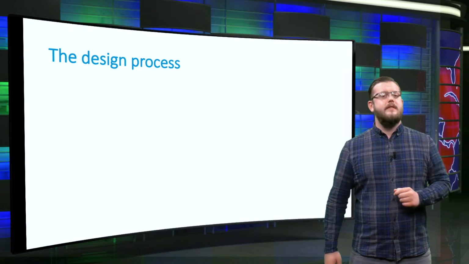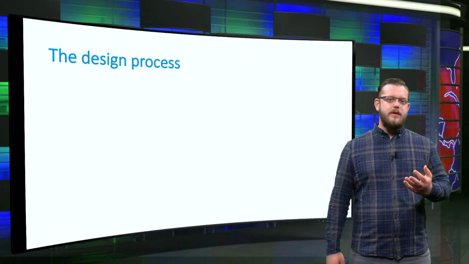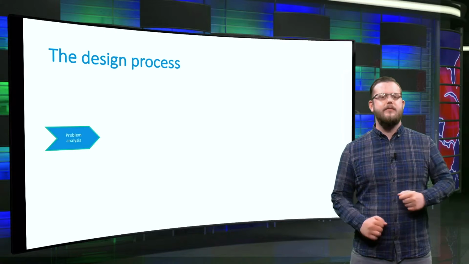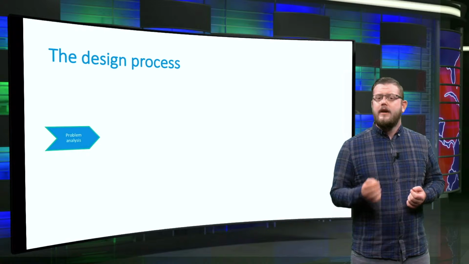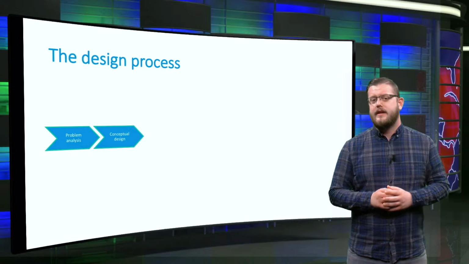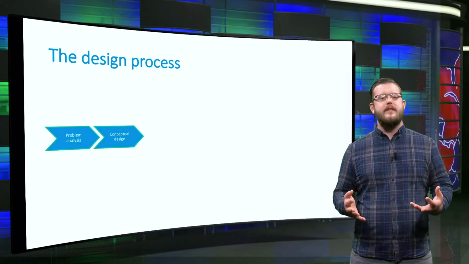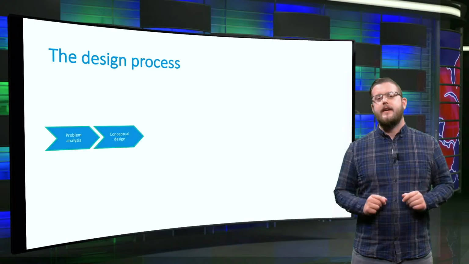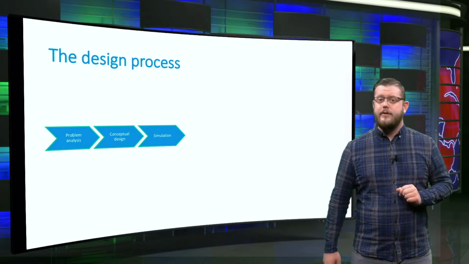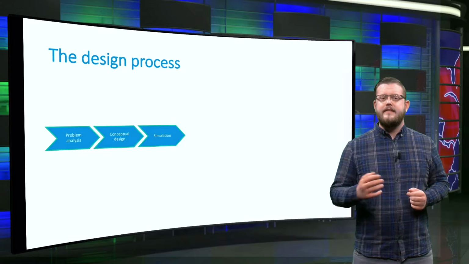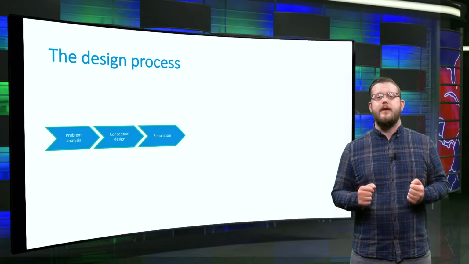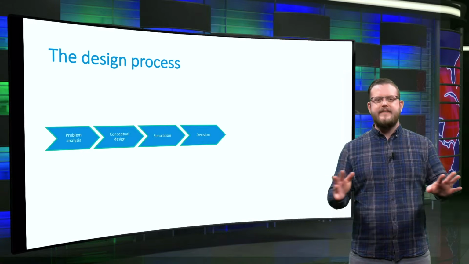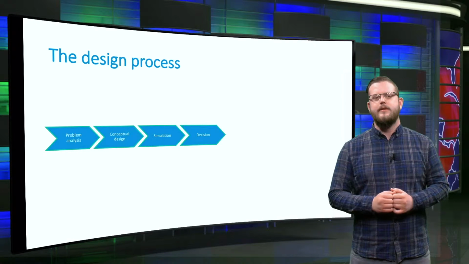This figure shows the design process. We start with problem analysis and formulation and setting design requirements. Then on to conceptual design, which is the creation of alternative conceptual solutions for the design problem. After that is simulation of one or more conceptual designs to test how well they meet the design requirements. Then comes choosing one conceptual solution from a set of possible simulated solutions.